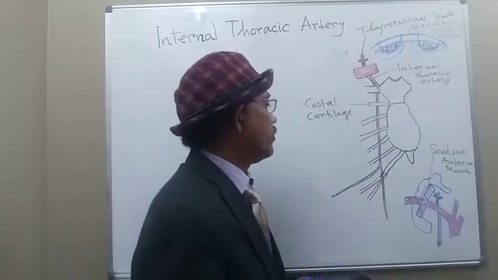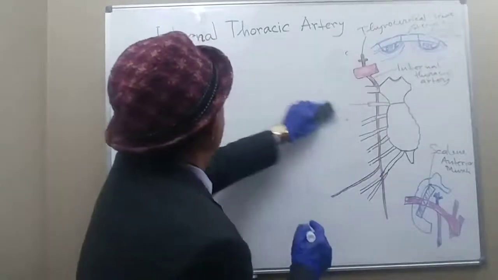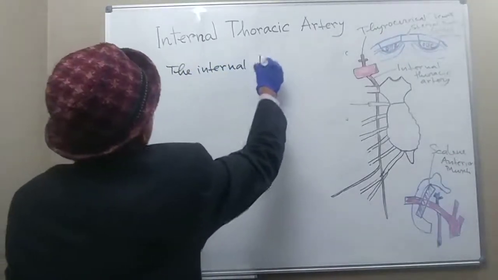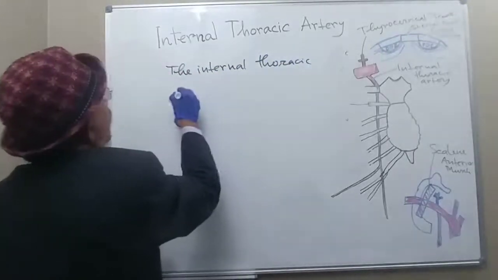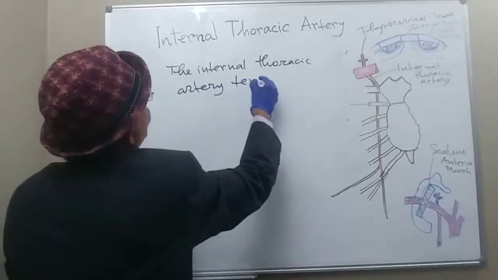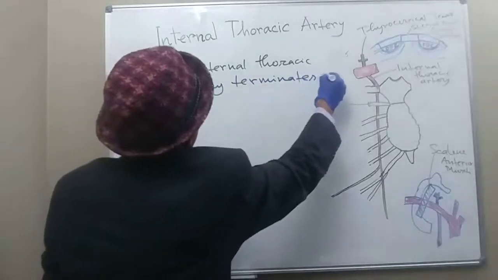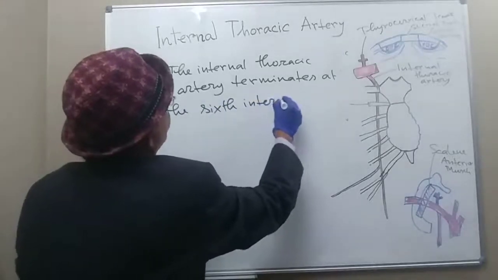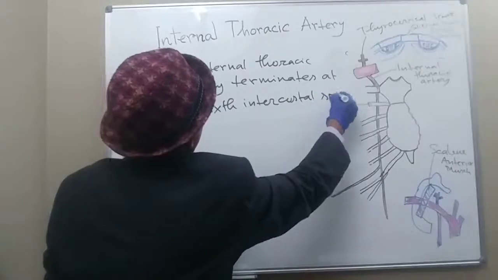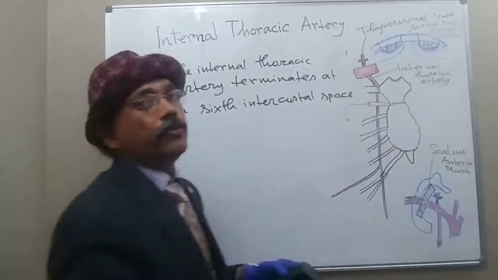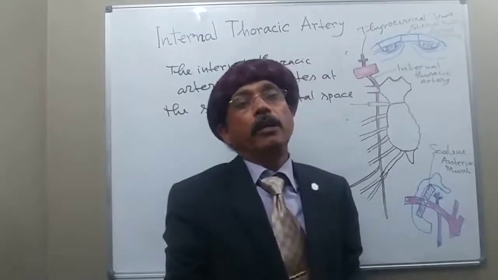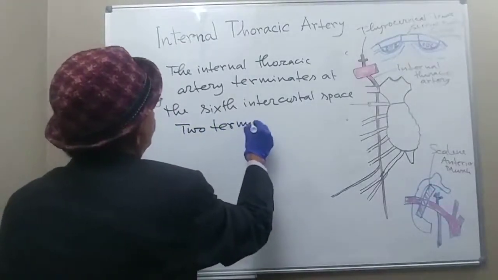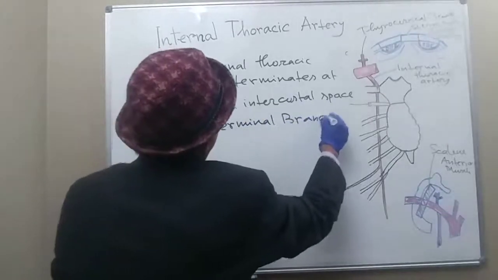Okay, so where is the termination? Termination is at the sixth intercostal space. So the internal thoracic artery terminates at the sixth intercostal space, and we have two terminal branches. One is the superior epigastric artery, another one is the musculophrenic artery. It has two terminal branches. What are those two branches?